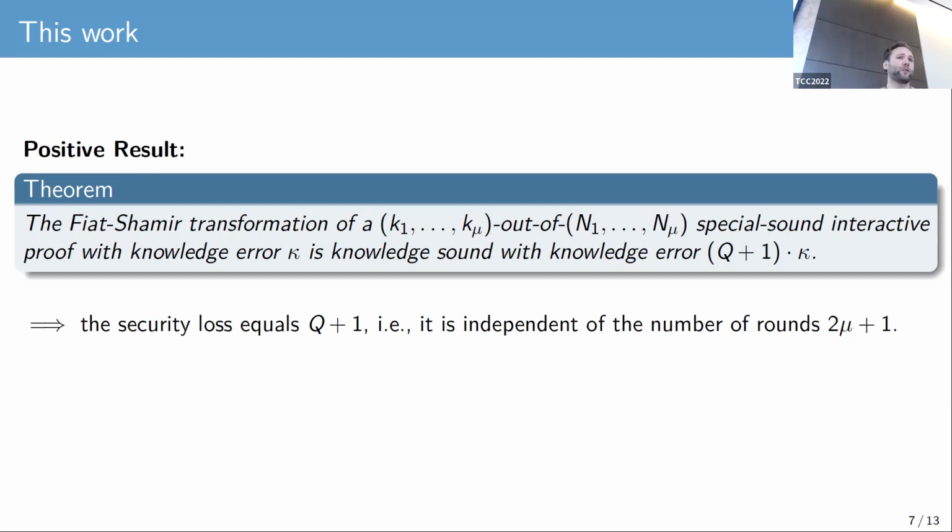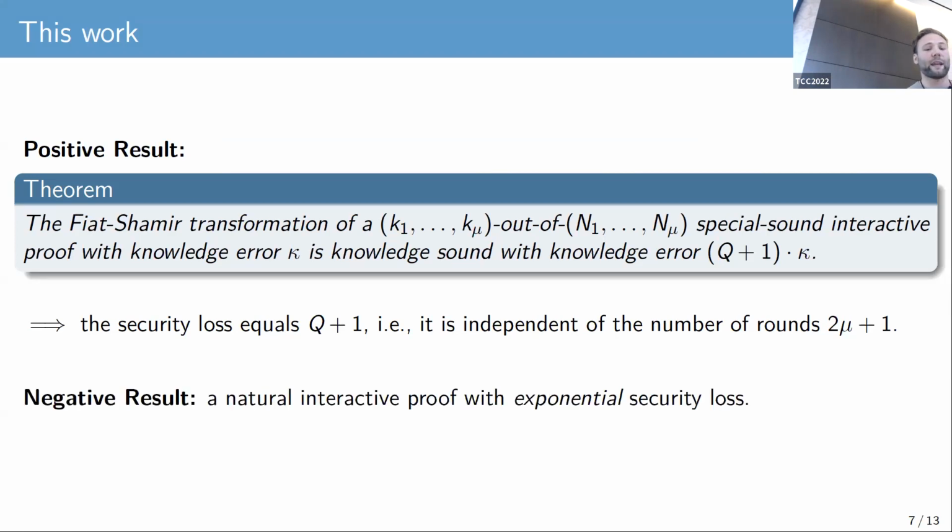For example, Bulletproofs admit this structure or have this property. But for these protocols, the security loss is linear in the query complexity Q, and it is independent of the number of rounds of these protocols. So the security loss is actually equal to Q plus 1. That is the first result, a positive result.